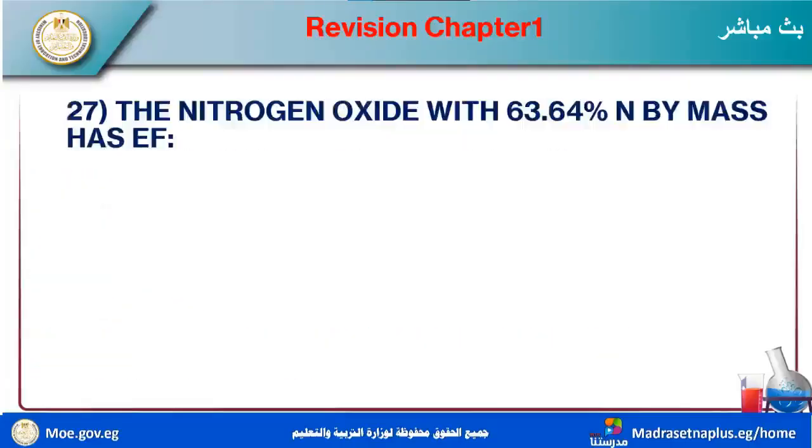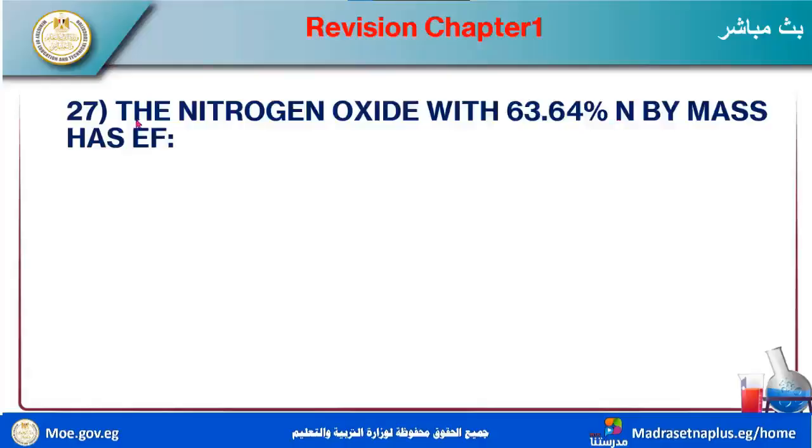Okay, the nitrogen oxide with 63.64% nitrogen by mass has what empirical formula: NO, N2O, NO2, or NO only? How can I know that from this 63.64 percentage of nitrogen? What is the oxygen?